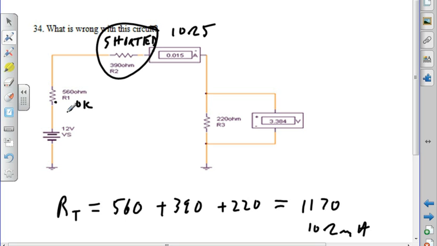Okay, I'm going to take 560 plus 220, 780. I'm going to take 12 divided by 780, and I'm going to get 15 milliamps, and that is correct. So we're correct in our assumption that that guy is shorted.